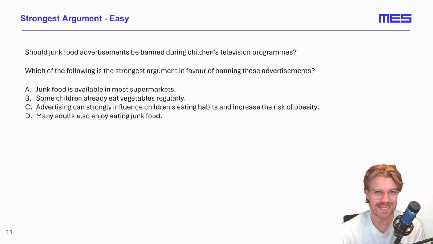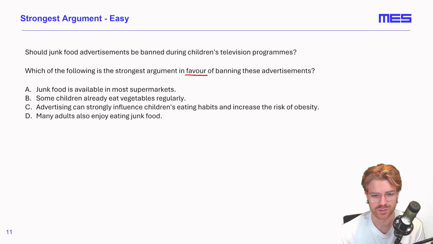Let's take a look at this easy strongest argument question. We're given a question here, or a statement, and we are asked which of the following is the strongest argument relating to that statement. We are asked, should junk food advertisements be banned during children's television programs? And we are asked which of the following is the strongest argument in favour of banning these advertisements. When you read the questions, look really carefully for whether we are talking in favour or against the statement.